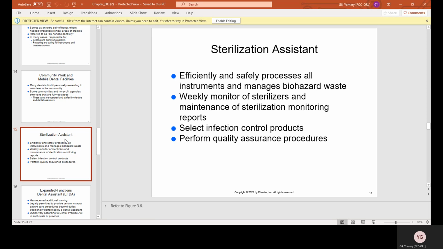Select infection control products. So any chemicals that are used to clean around the office, like the Cavi wipes, or anything that's used to spray the instruments before you clean them or after you clean them. And they perform quality assurance procedures.